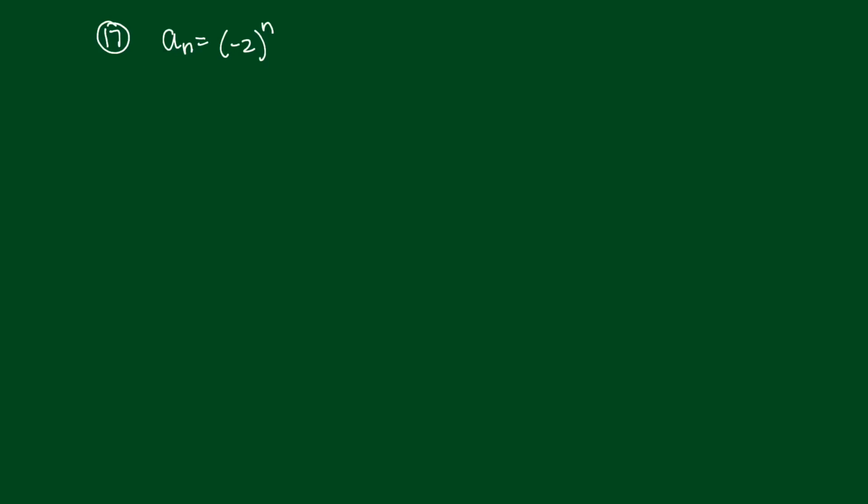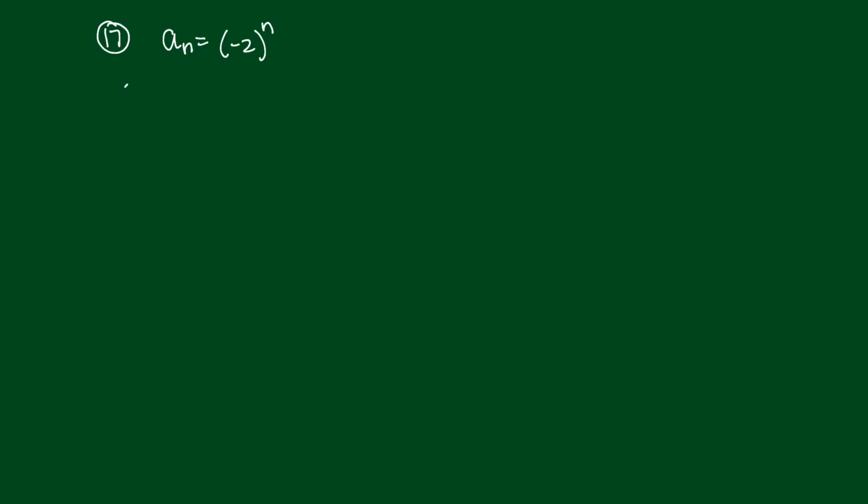We want to find the first 5 terms of this sequence. Now notice you've got a negative number raised to a power. This is like that alternator we talked about in the discussion just before we started these problems. So if the exponent is odd, you have an odd number of negatives, which is going to give you a negative. If the exponent is even, you're going to have an even number of negatives, which will give you a positive.